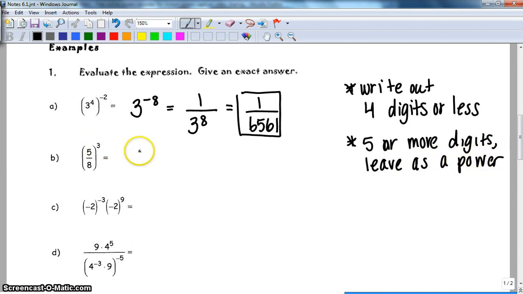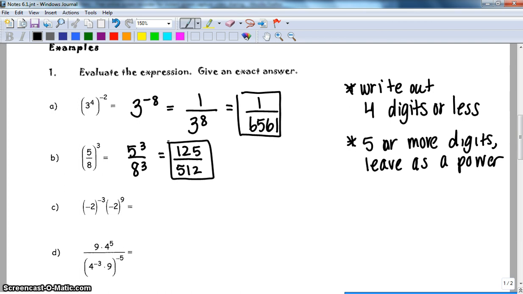Okay, here will become 5 to the 3rd over 8 to the 3rd, and we will check both of those. Both are 4 digits or less. So 125 over 512.